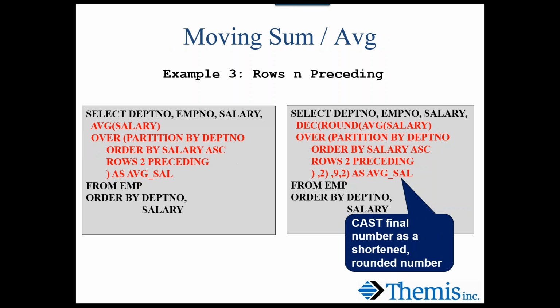And that is exactly what this example is doing on the right side here. We're simply taking that average salary function, rounding it off at 2 decimals and then casting it as decimal 9,2. Right. So that's just to get us a rounded, shortened number, rather than what the average function will return you, which is a lot of precision. Okay.